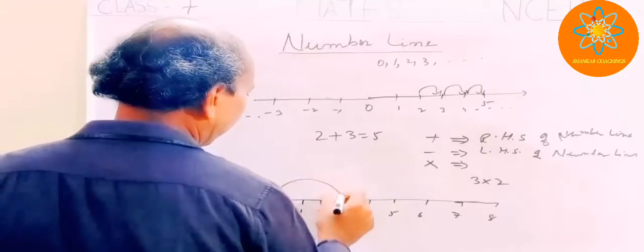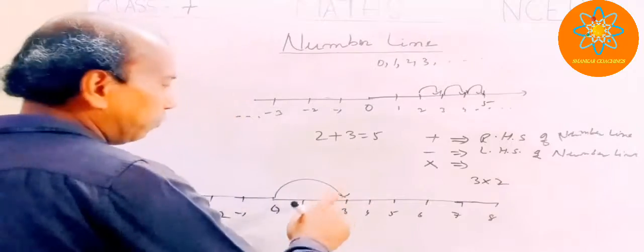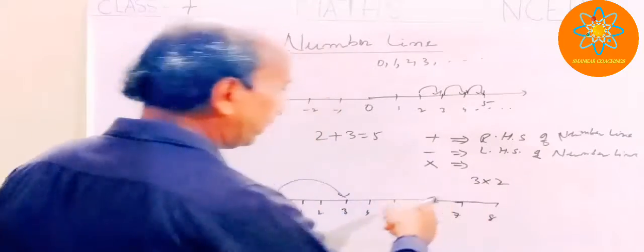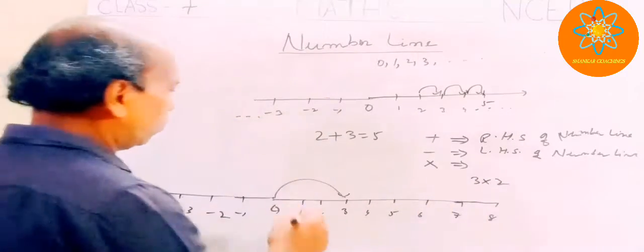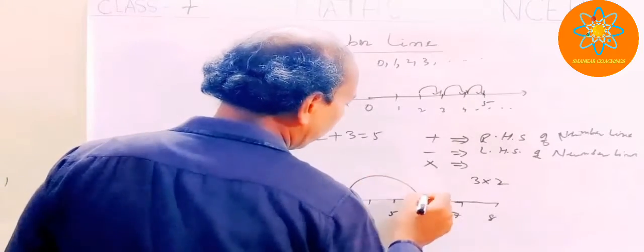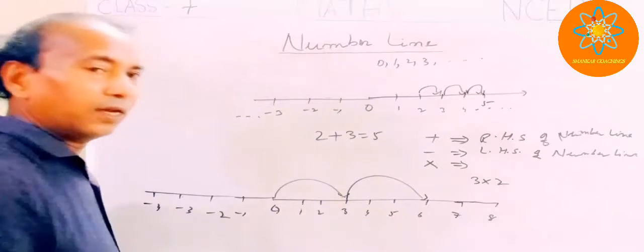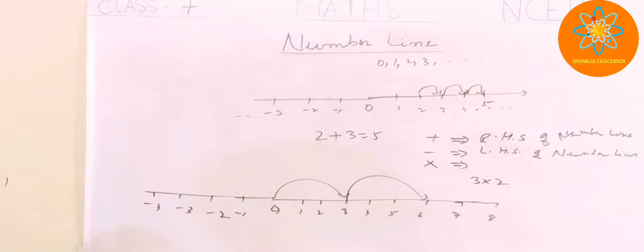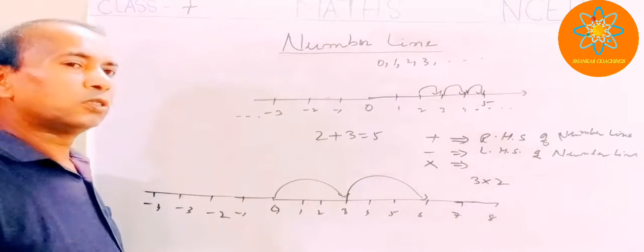This is 1. Here it is 1 times 3. You have to go in the positive direction 2 times. So 3 is here, and then again from 3 to we got the 2. Then we get the value 6. 3 into 2, that is equal to 6.